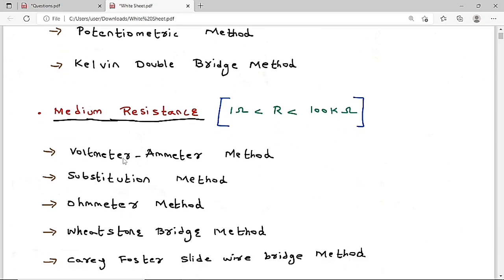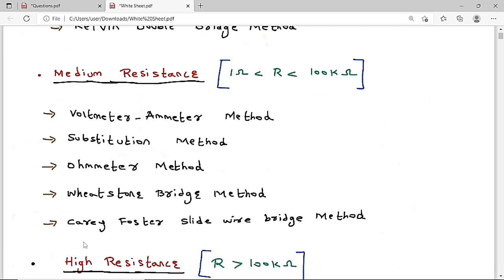The second one is the medium resistance. Medium resistance means whenever the resistance value lies from 1 ohm to 100 kilo ohm. And by using these methods, we can measure the medium resistance: the voltmeter-ammeter method, substitution method, ohmmeter method, Wheatstone bridge method, and the Carey-Foster-Slidewire bridge method. As you can see clearly, the Carey-Foster-Slidewire bridge method lies in the medium resistance category. Therefore, it is used to measure the medium resistance.